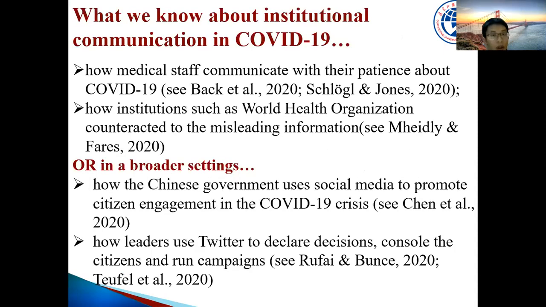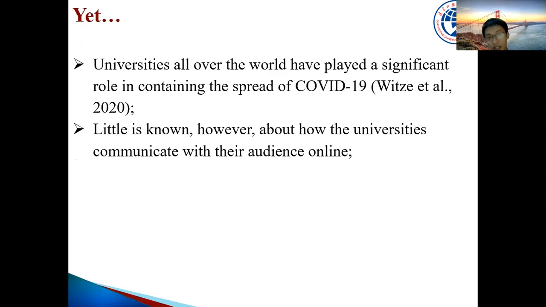Now, what we have known about institutional communication in COVID-19 includes how medical staff communicate with their patients and how institutions counteract misleading information. Or they talk about broader settings, like how governments use social media to promote citizen engagement, or how they use Twitter to declare decisions, consult citizens, and run campaigns. Yet, universities all over the world have played a significant role in containing the spread of COVID-19. Little is known, however, about how universities communicate with their audience online.